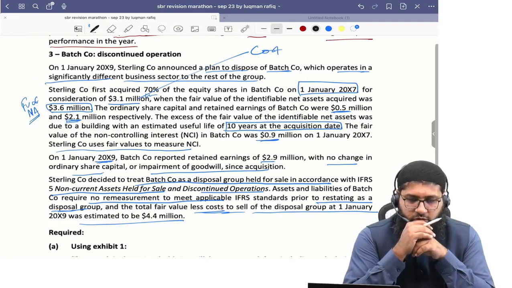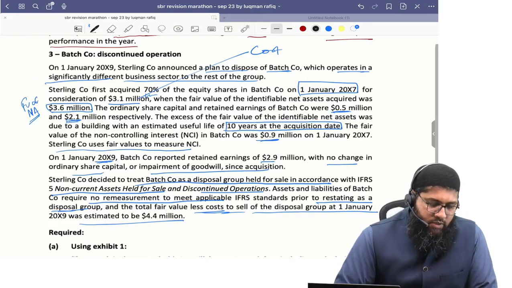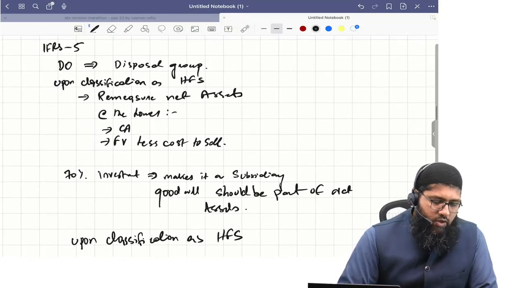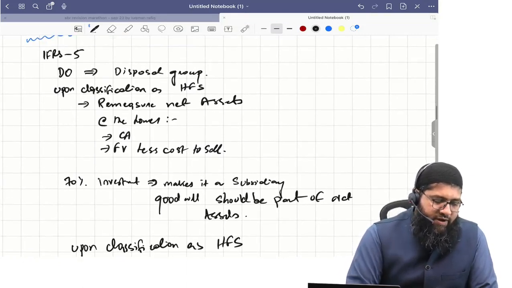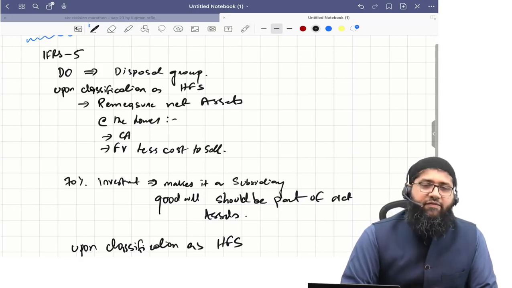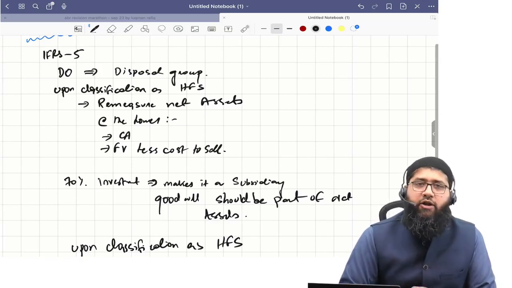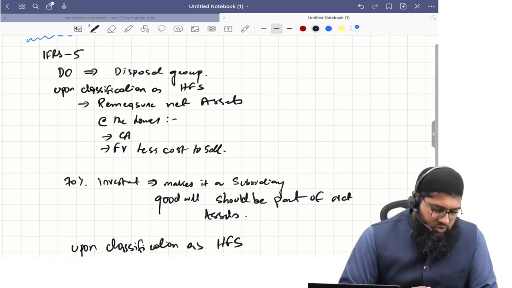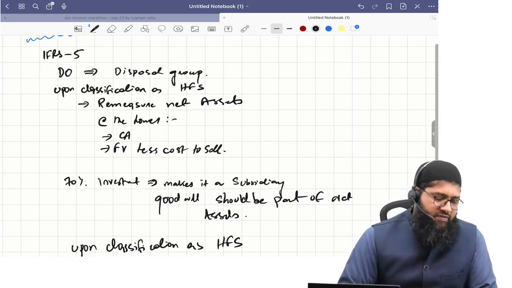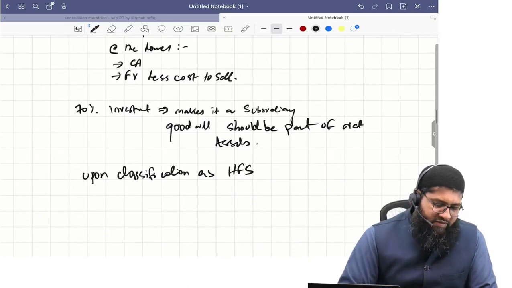transaction. So basically, when we talk about the subsidiary, there is a certain accounting that you need to follow, and that accounting is like this. Under IFRS 5, a discontinued operation is actually a disposal group. Upon classification as held for sale, you have to remeasure all the net assets at the lower of carrying amount or fair value less cost to sell. The 70% investment makes this company a subsidiary, the batch company. The goodwill should be part of the net assets upon classification as held for sale.